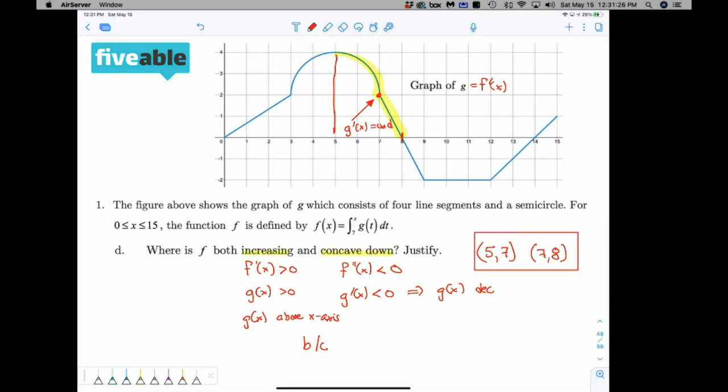So why is F increasing? Because F prime of X, which equals G of X, always make the link, is, well, I want to say positive, and I want to say decreasing. Because that's how I knew to pick it, because it was above the axis and it was decreasing. So there's my justification for that answer.